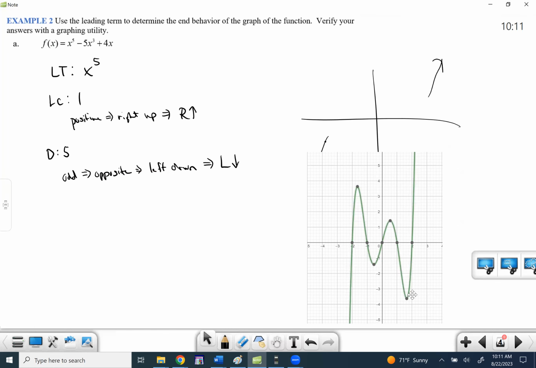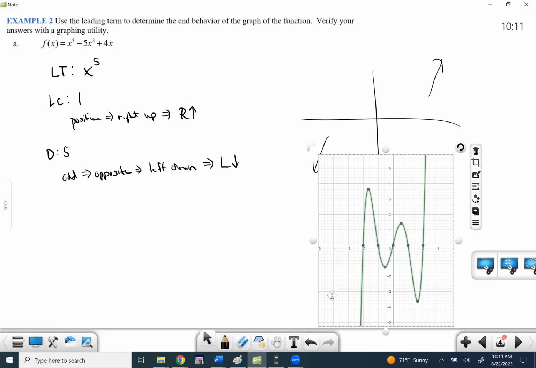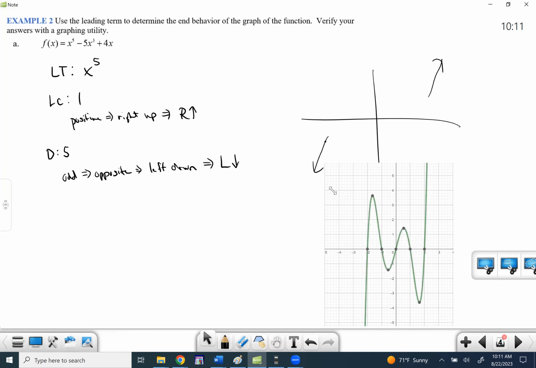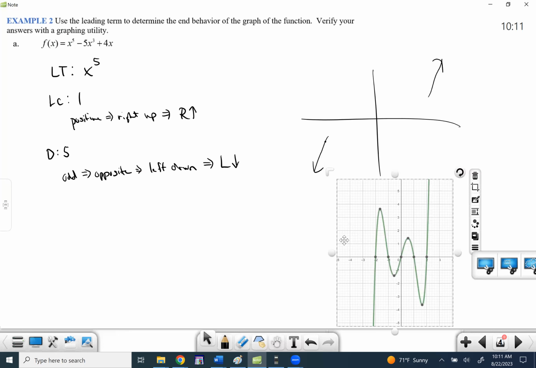I'll put it right below it. So we can shrink it a little bit more. There we go. Okay. So if we put an arrow right here and an arrow right here, then you can see that it is doing what we guessed at. All right, let's try another one.